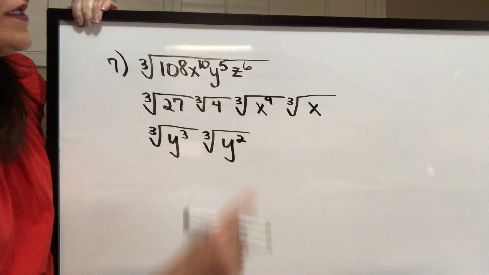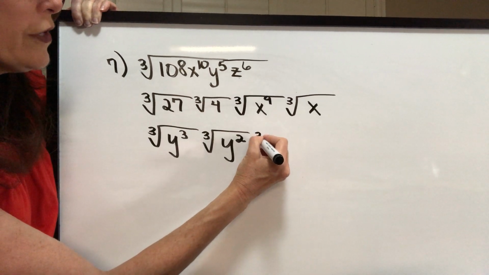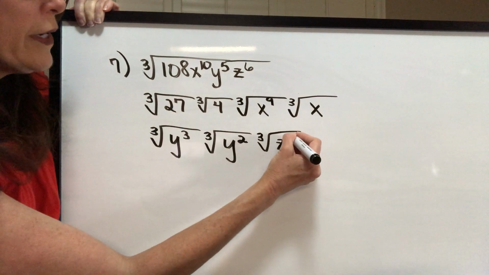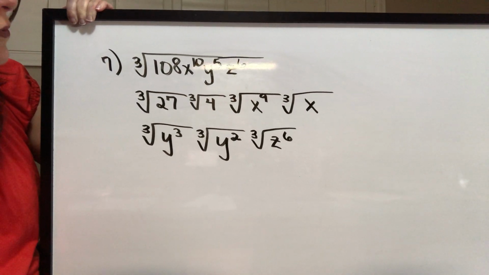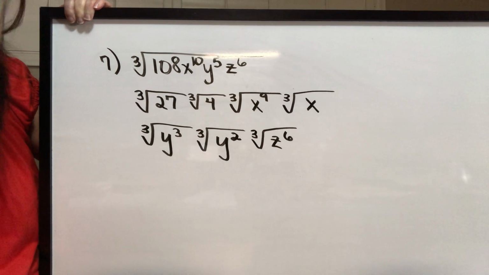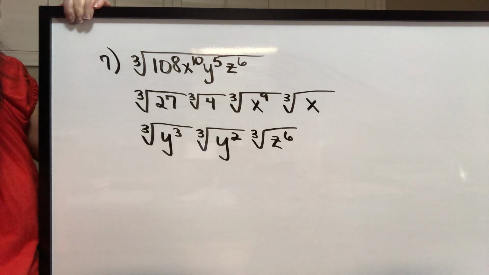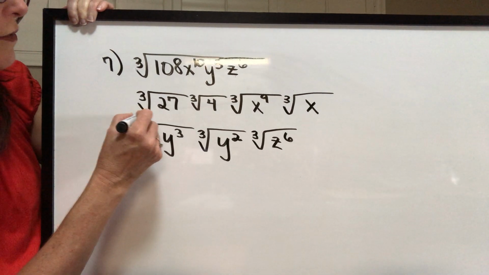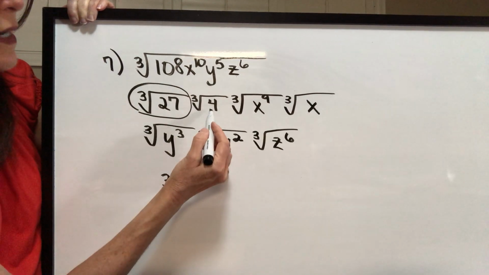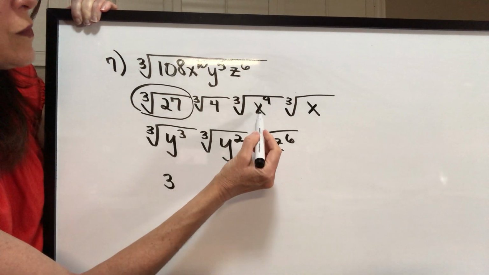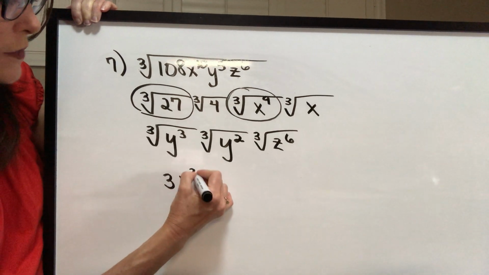Okay, and then the last one, z to the 6. 6 is divisible by 3, so that means it's already a perfect cube. You do not have to break it down. Okay, so that is the problem broken up into radicals that are perfect cubes and radicals that are not. So you're going to go back through and find all of the perfect cubes and then simplify them. So right here, the cube root of 27 would be 3. 4 is not perfect, so just leave that alone for now. This one is perfect because you can divide 9 by 3. So that would be x cubed.